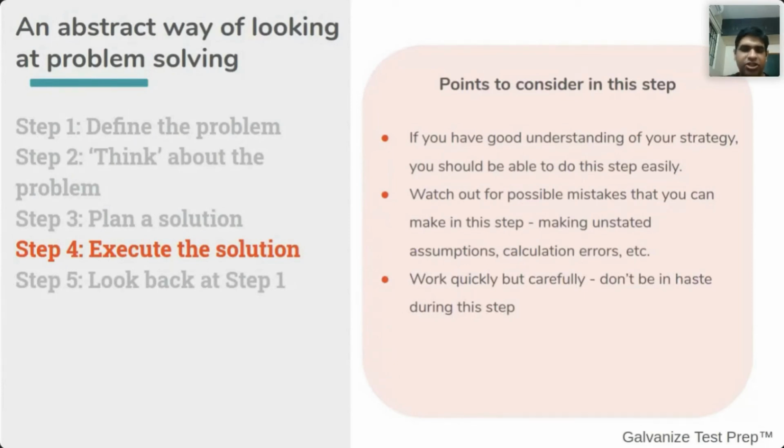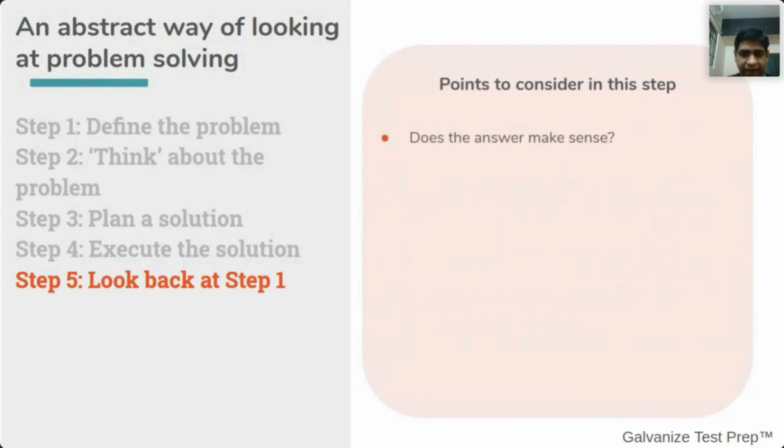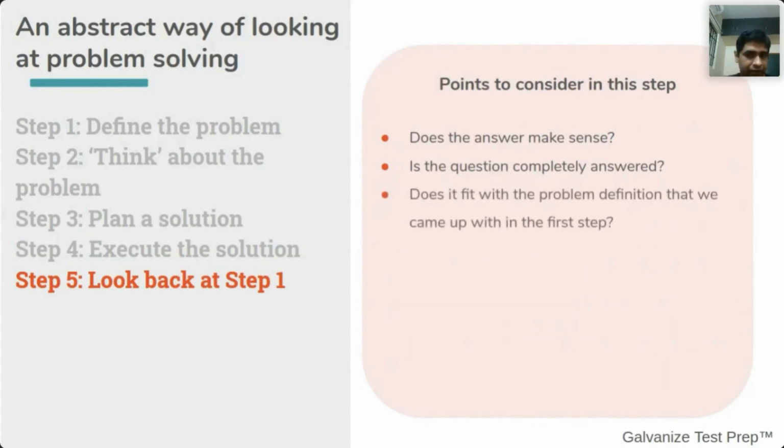You just need to make sure that you're not making any careless mistakes, or you shouldn't be making any unstated assumptions, right? Which again brings back to step number one, which is defining the problem well. If you defined your problem well, then you wouldn't be making these unstated assumptions. Okay, and finally, look back at the step and look at the success criteria and see if your answer makes sense, right? And ensure that you have actually answered the question completely, right?